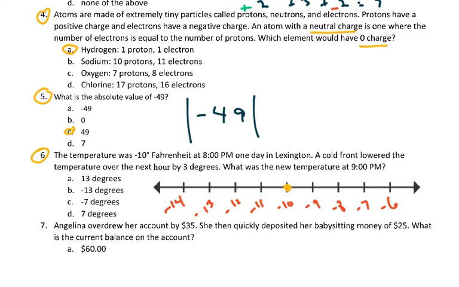Number 6 tells you the temperature was negative 10 degrees Fahrenheit at 8 p.m., so we'll go ahead and plot that on the number line. Then it says a cold front lowered the temperature over the next hour by 3 degrees. So if it lowered it, it went to the left, 1, 2, 3. What's the new temperature? We're at negative 13 degrees.